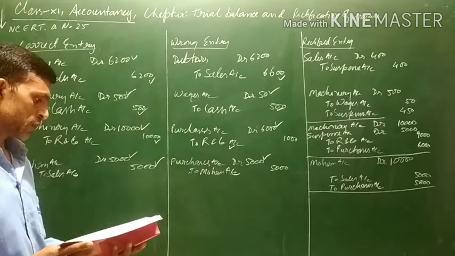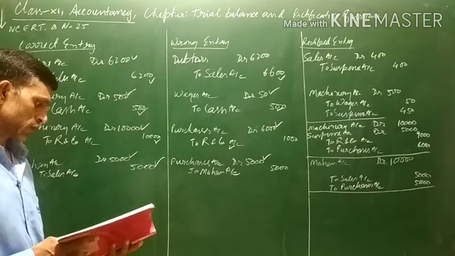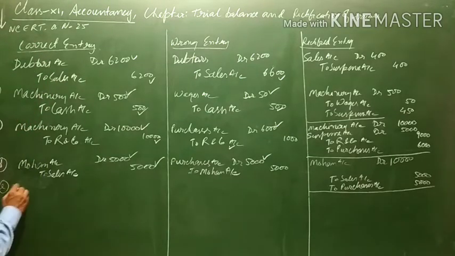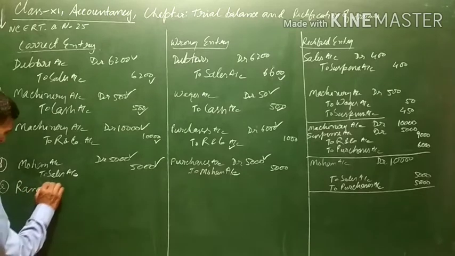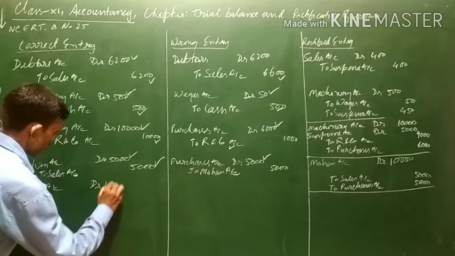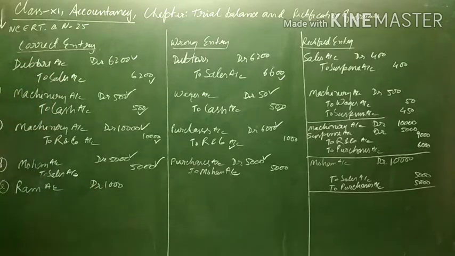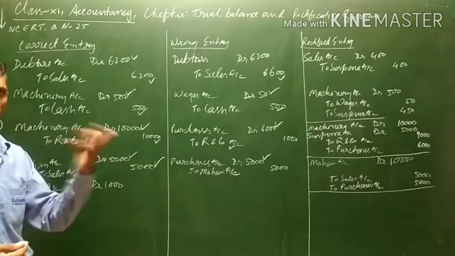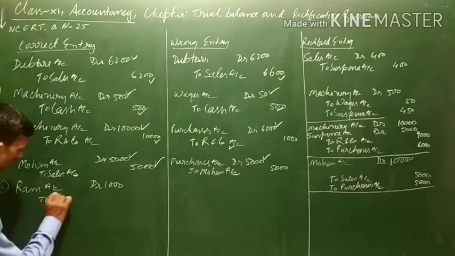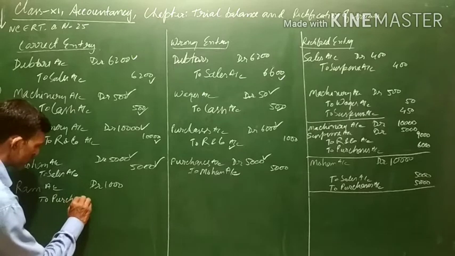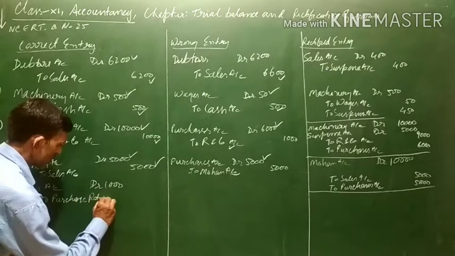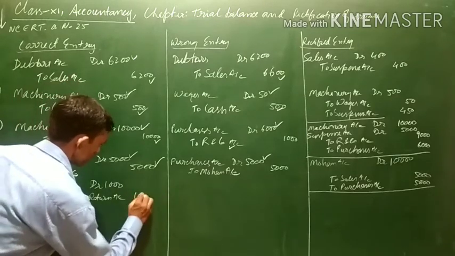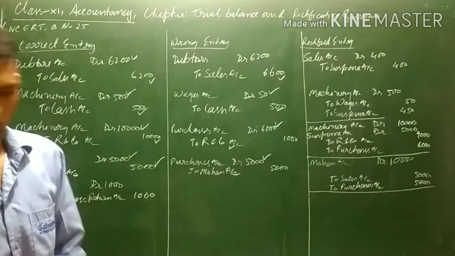Goods returned to Ram 1,000 were recorded in the sales book. First of all, the entry for goods returned to Ram will be: Ram account debit 1,000, as goods are returned. Goods returned means the goods which were purchased are being returned to Ram. This is a purchase return. So we will write Ram account debit to purchase return account 1,000.